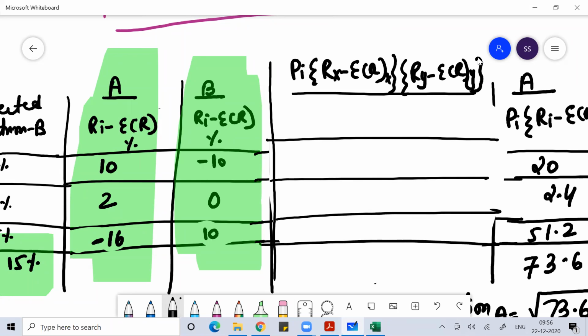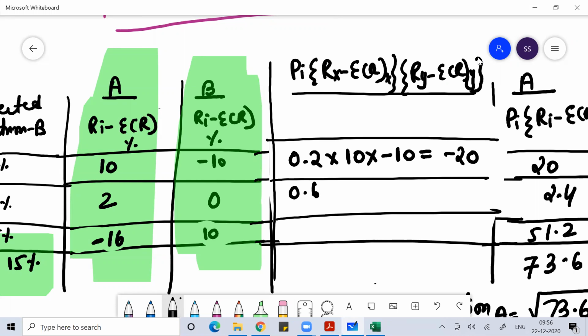If I multiply them, the probability is 0.2. So 0.2 into 10 into minus 10, that is 0.2 of minus 100. 100 into 0.2 means you will get minus 20. Correct, right?